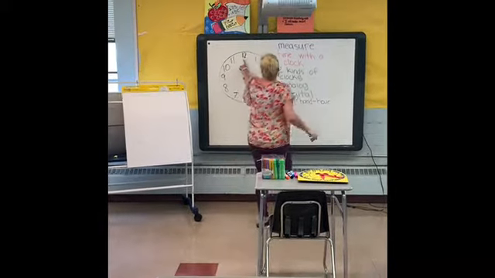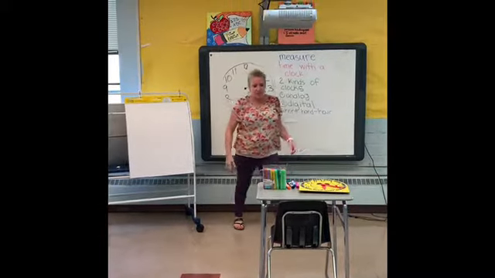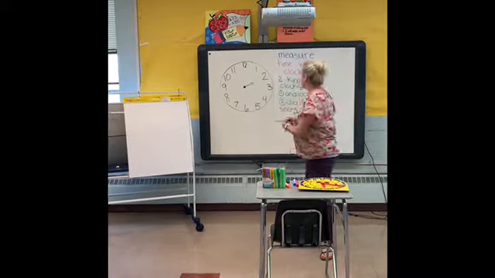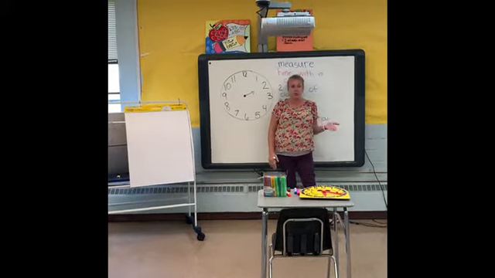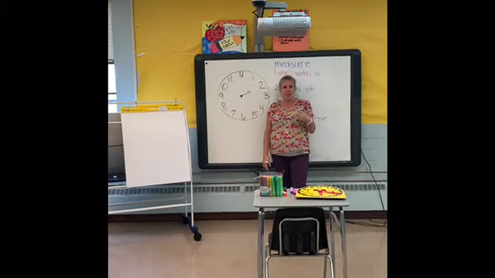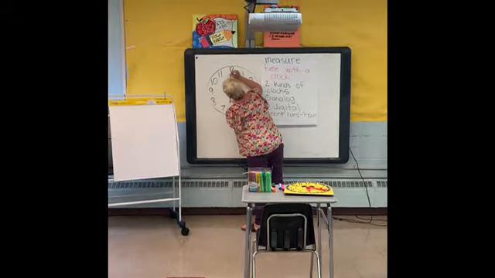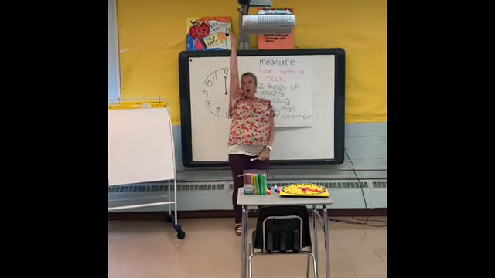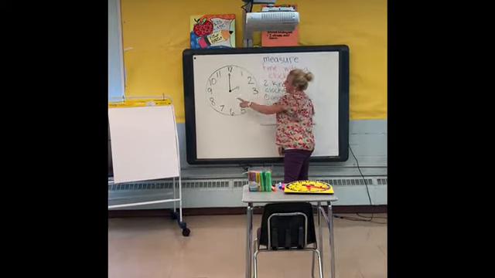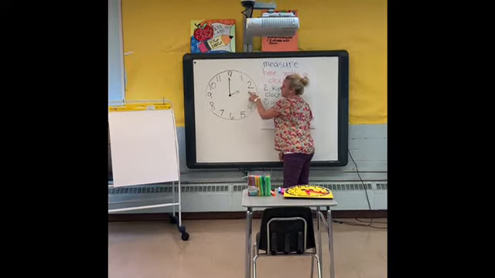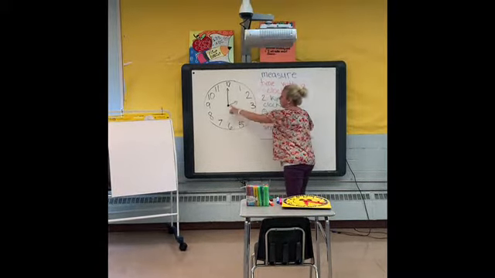Now, we said every time our longhand is on 12, we say o'clock. So I want you to look at your shorthand, and where is it pointed? It is pointed to our 2, which means we are in the second hour of the day. And our longhand is going to point right now for today's lesson on the o'clock. So to read our clock right now, to measure time, we would say that it is 2 o'clock. So right now it is 2 o'clock.